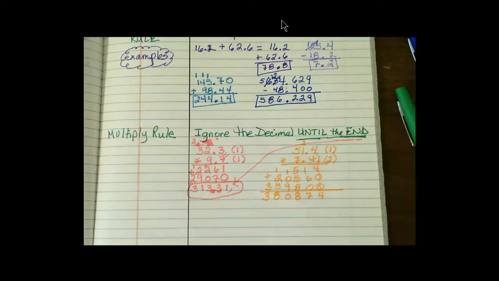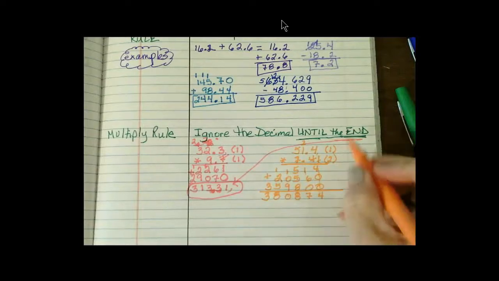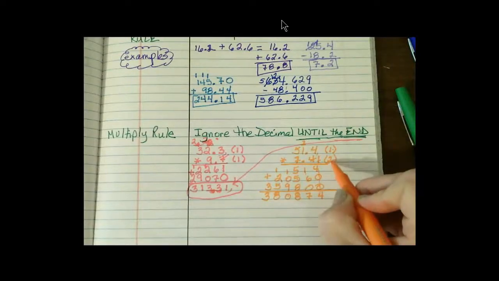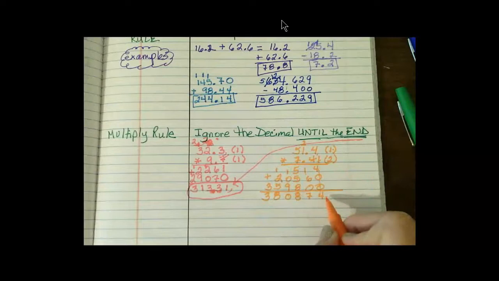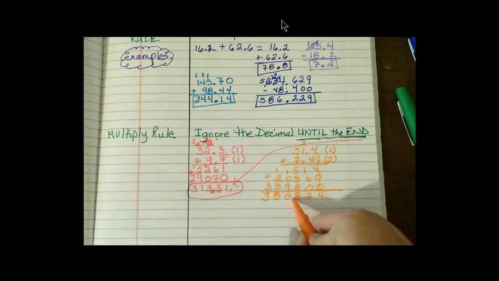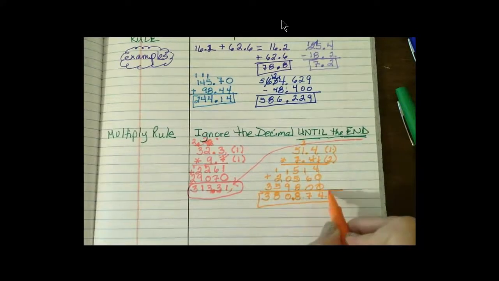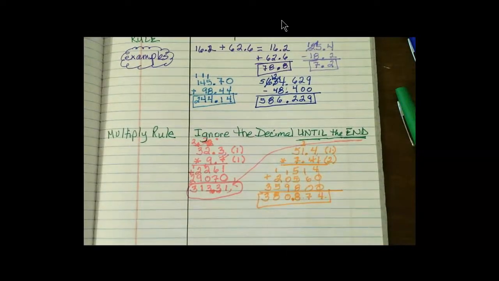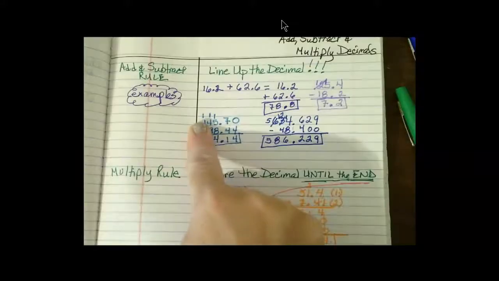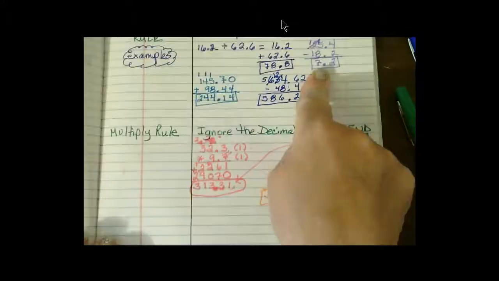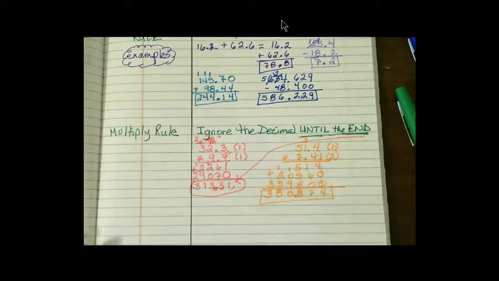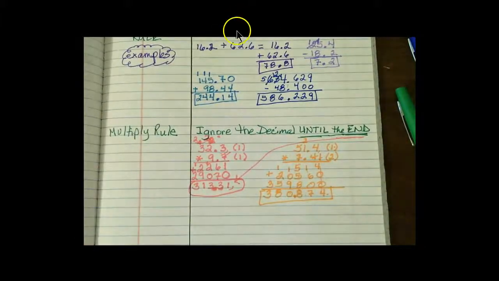But now I have to make it into an actual decimal number. So I've got 1 and 2, so that's 3. So I'm going to go in 3 numbers. 1, 2, 3. There we go. And that, my friends, is just how simple it is to add and subtract decimals and to multiply decimals. Have fun in class, and I'll see you soon.